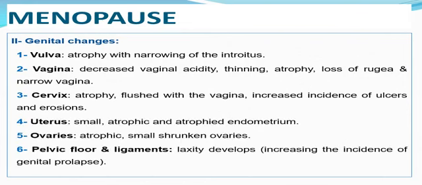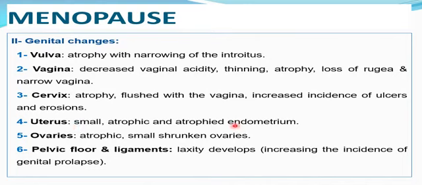Looking at genital changes occurring, please remember the normal changes occurring at puberty. The reverse will occur here. There is atrophy with narrowing of introitus leading to dyspareunia. The vagina becomes more and more narrow, thin, and atrophic, with loss of vaginal rugae, and associated decreased vaginal acidity leading to recurrent vaginitis. The cervix becomes more and more atrophic, flushing with the vagina, increasing the incidence of vaginal and cervical ulcers and erosion. The uterus becomes smaller, atrophic, and with atrophied endometrium.